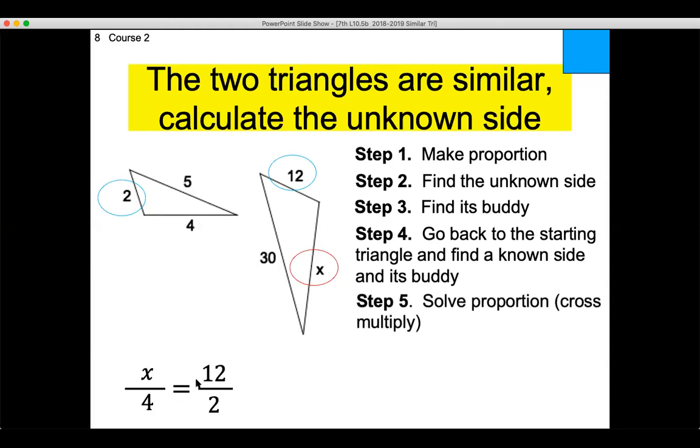So the cross multiplication would be what? 2 times X is equal to 4 times 12. 4 times 12 is 48. Divide both sides by 2. That gives us 24.